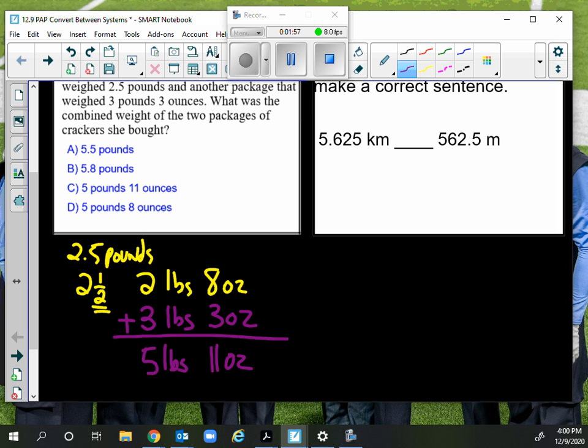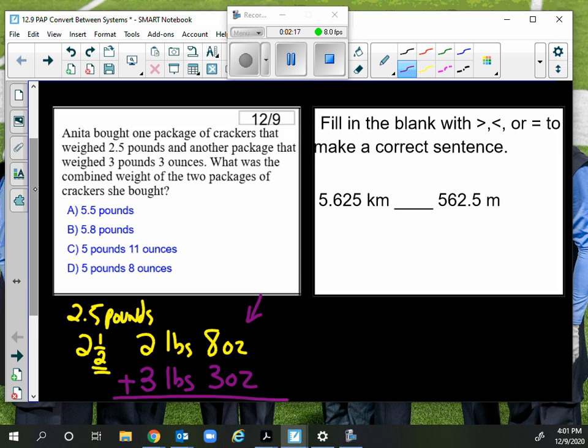Now, in a real-life scenario, if for whatever reason we had more than 16 ounces, we'd have to take 16 of them and regroup it as 1 pound. In this case, we didn't have to, and then whatever was left over would be the leftover ounces. Okay?